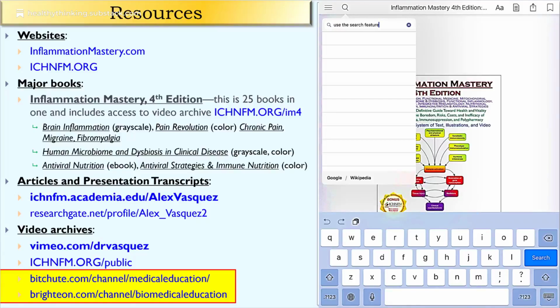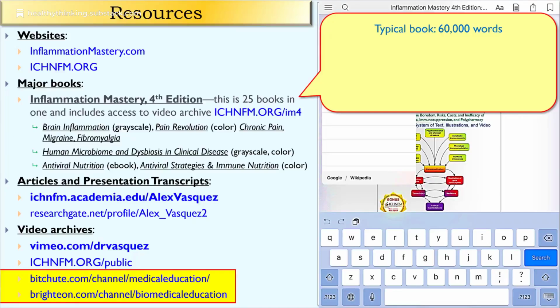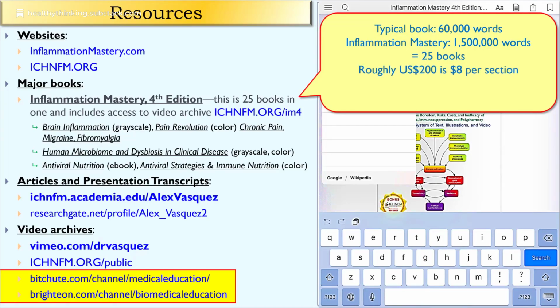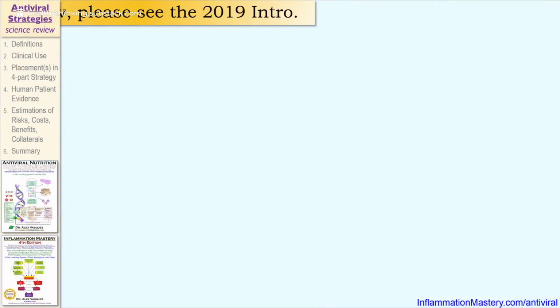As I mentioned before, Inflammation Mastery is really 25 books in one. A typical book has about 60,000 words. Inflammation Mastery has 1.5 million words, which means it's equal to 25 books. So if someone paid $200 for Inflammation Mastery, that would be $8 per section. Again, 25 books, all bound in one book, at 1.5 million words. For healthcare professionals, this is of course a tax-deductible business expense, and increased clinical talent pays for itself.